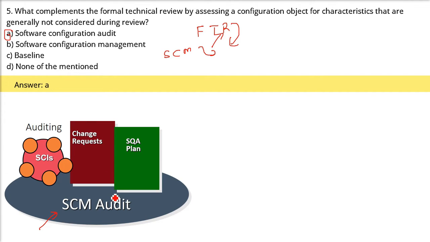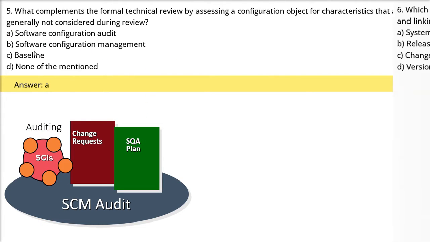SCA. Audit is all about checking the accounts, checking the balance sheet. So here the audit means checking what the SCIs are, whether the change requests are properly followed, whether the SQA plan has been made, and whether it is being followed, like that.